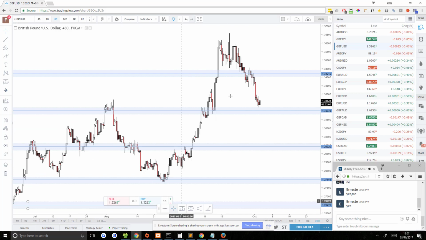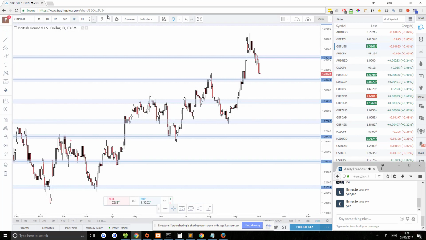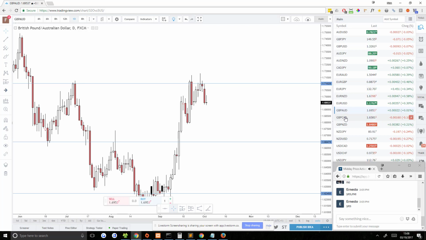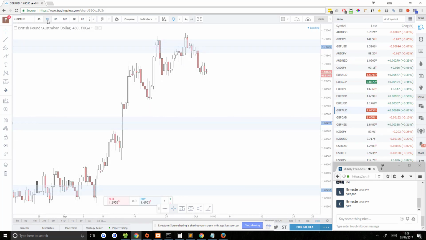GBP USD, very similar situation. We're looking at a long continuation. Again, it doesn't really look like it's going to happen, but let's keep an eye on it on the daily. You never know. It could sink into the support area a bit further, and then we could get a nice setup. It's worth keeping an eye on and monitoring, but I'm not too excited about it, and I don't really think it's going to do anything.